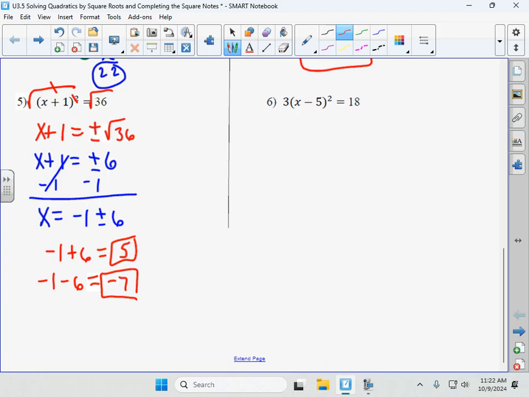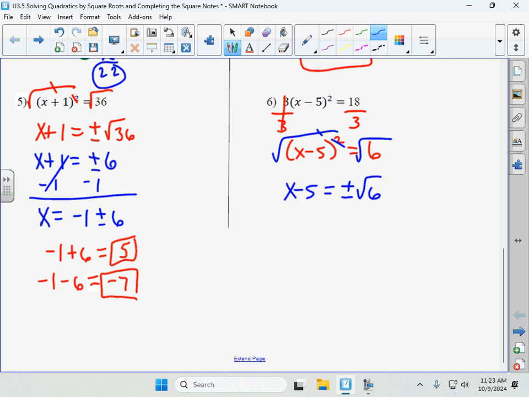All right, number 6. Here we want to isolate the (x minus 5) squared term, so we're going to divide by 3 first. So I have (x minus 5) squared equals 6. Now we can square root both sides. The left side again, the square and the square root cancel out. So we have x minus 5 equals plus or minus root 6.